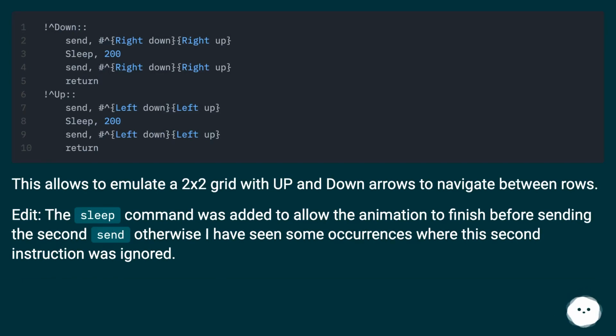This allows to emulate a 2x2 grid with up and down arrows to navigate between rows. Edit: the sleep command was added to allow the animation to finish before sending the second send, otherwise I have seen some occurrences where the second instruction was ignored.